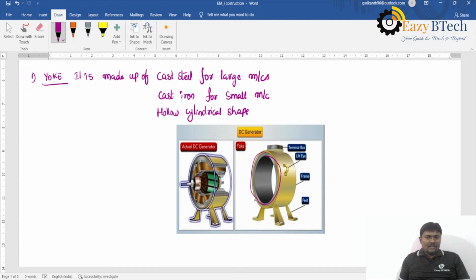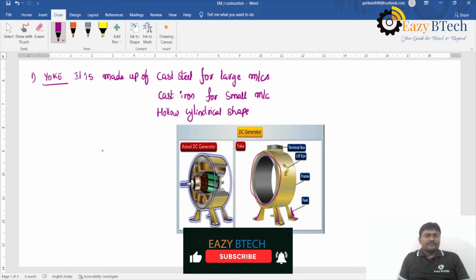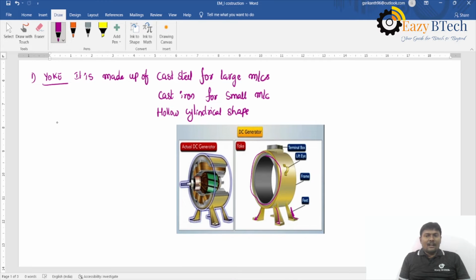This part is called the yoke, and it is fitted to the panel with the help of bolts. The yoke is made up of cast steel for large machines and cast iron for small machines, and it should be in a hollow cylindrical shape.